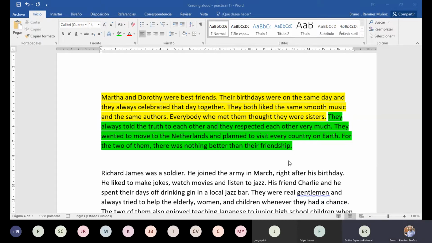Perfect. Very, very well read. This is a really complex word. I always find it difficult. For me, it's so difficult to say birthdays, right? Birthdays. Because of this combination, th and the, birthdays, right? But very, very good.